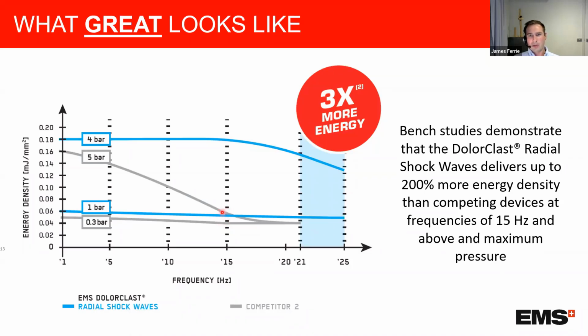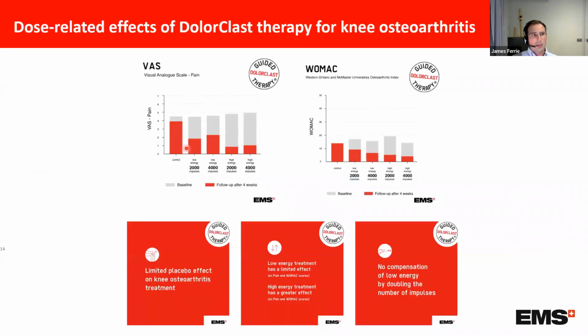And when we're looking at having a clinical effect, we know that having a higher energy density is important in terms of the clinical result. And if you're treating at even, say, 10 hertz, we've got a large difference in terms of the amount of energy that's being delivered to the patient. This particular study looked at, this is using Dolorclast, and it's looking at the dose-related effects for knee osteoarthritis.